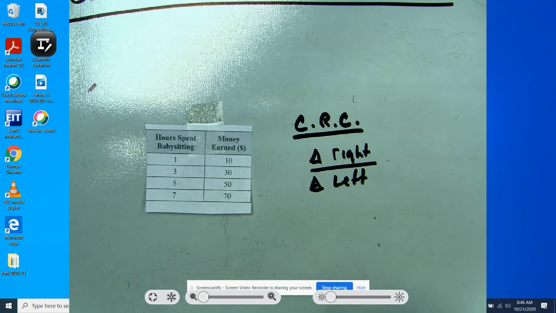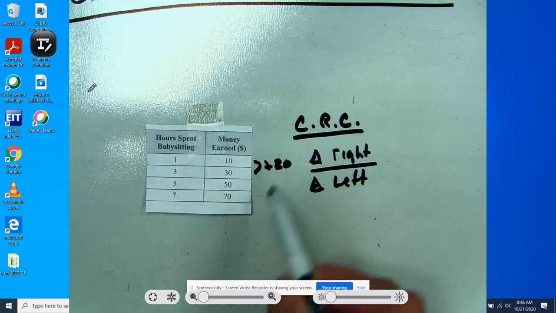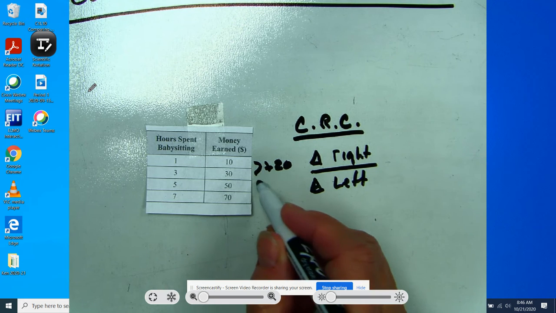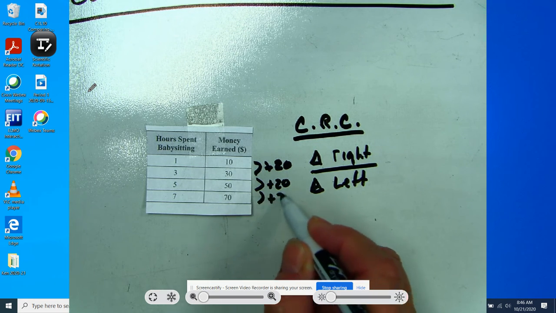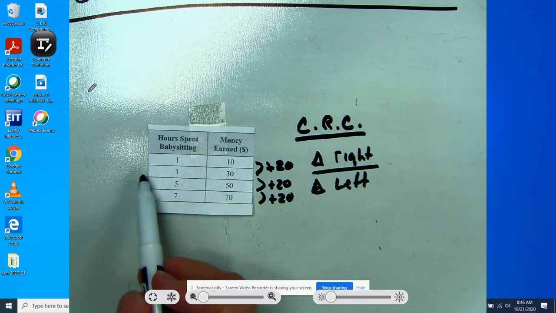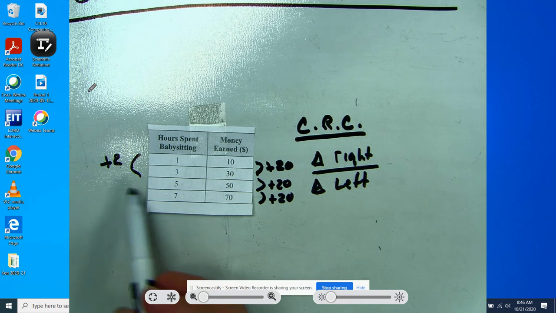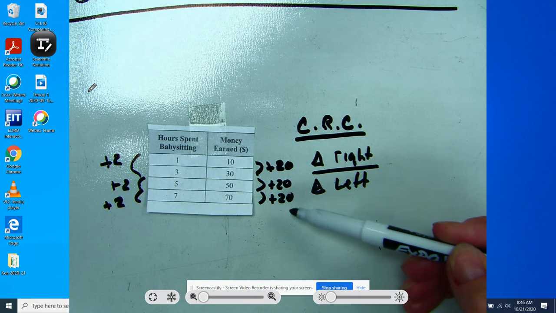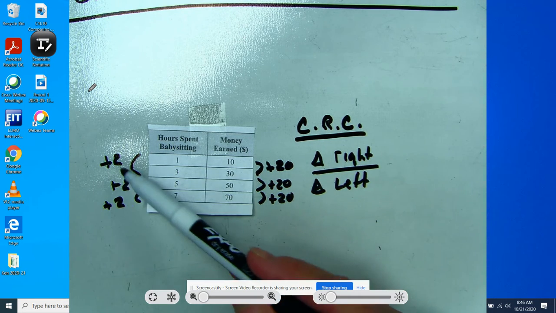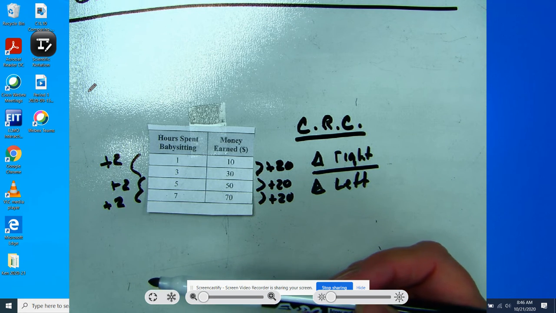Okay? So the change on the right, we go from 10 to 30, that's plus 20. From 30 to 50 is also plus 20. And 50 to 70 is plus 20. You go from 1 to 3, that's plus 2. 3 to 5, plus 2. 5 to 7, plus 2. So we see we have a constant change over here and a constant change over here. Constant meaning a pattern is not changing.